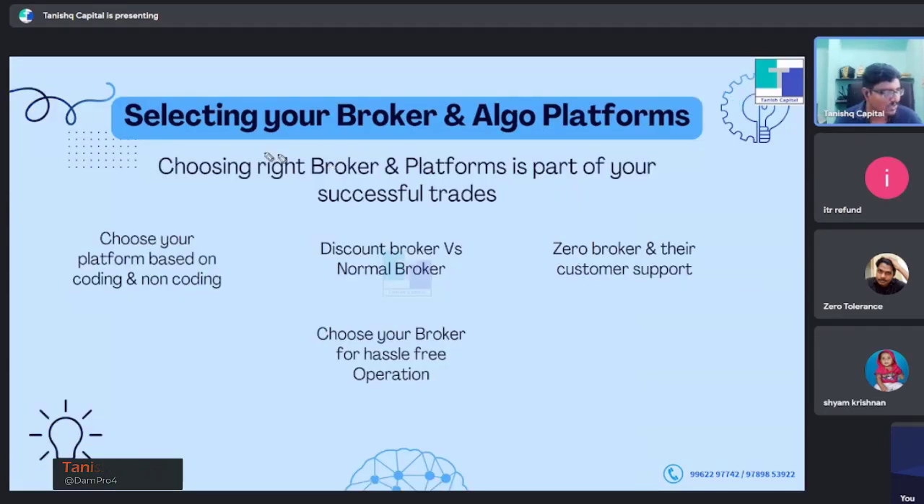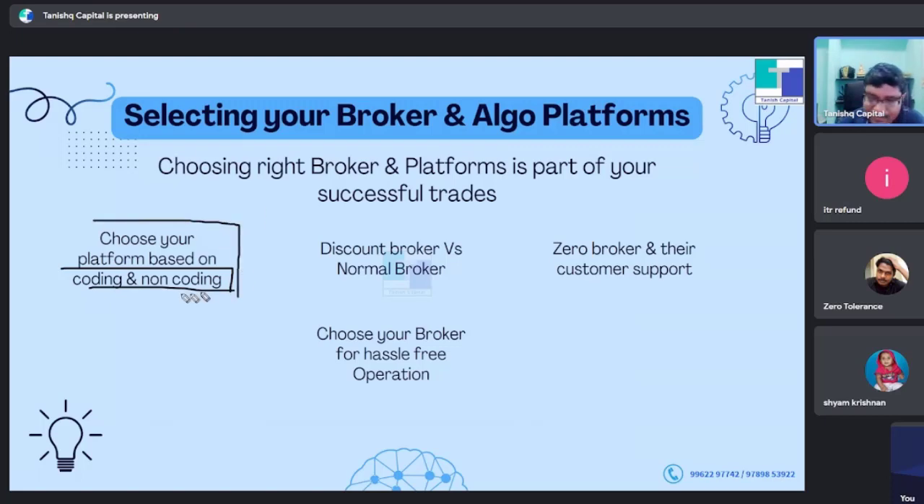So how do you choose your broker? Do I go for either coding or non-coding? That means whether you want to do it in Python, or you want something where you only give the condition and it executes. You can choose your platform based on that. And discount broker or normal broker?